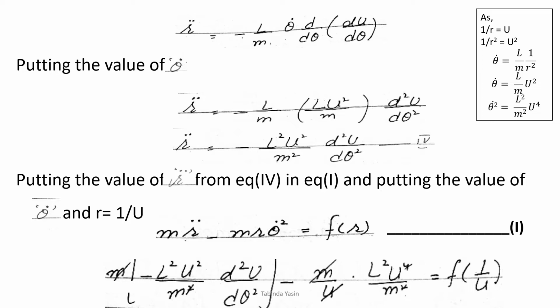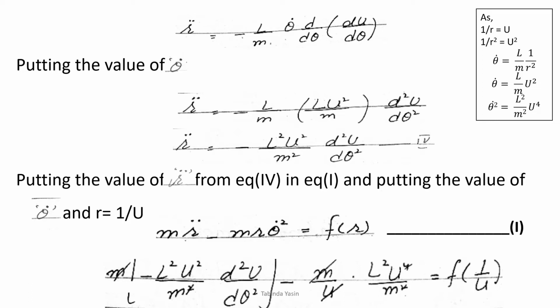we have r double dot is equal to minus L over m into L u square over m d square u over d theta square, and that equation gives r double dot is equal to minus L square u square over m square into d square u over d theta square, and that gives the equation number 4.